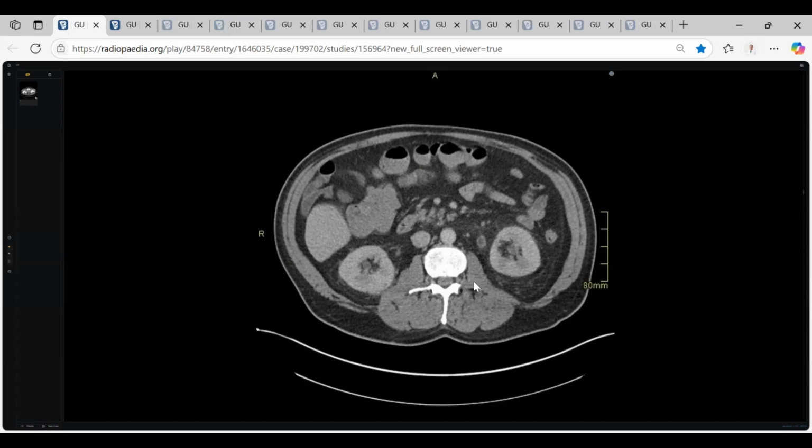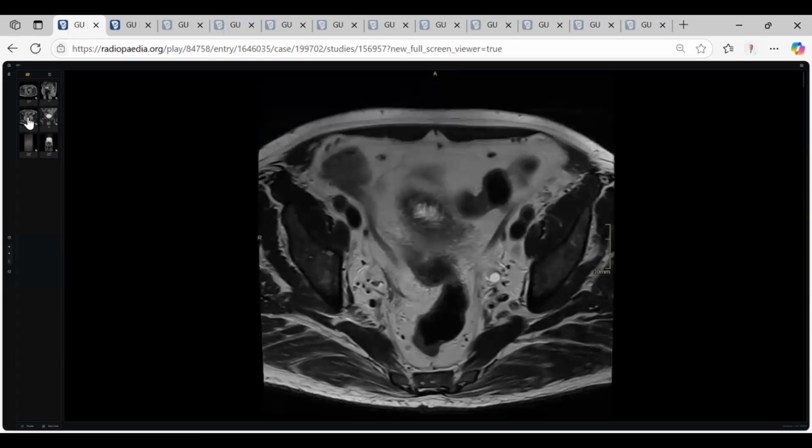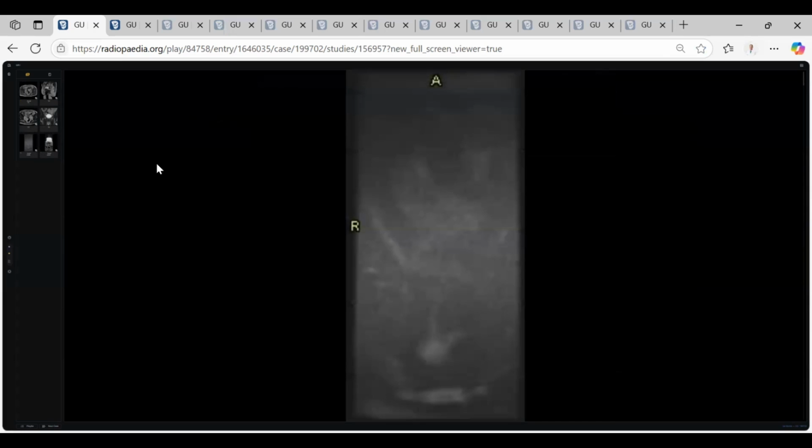Tell me about the management. Next step, I would like to inform these findings to the referring physician. Also request further urine routine microscopy evaluation. The patient will also require further evaluation with an MRI prostate to look for the extent. This is MRI. This is T2, and this is the diffusion.